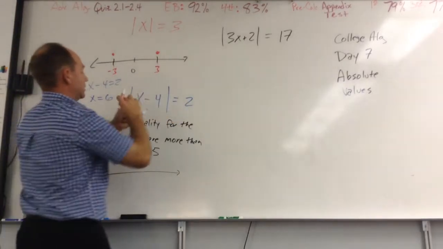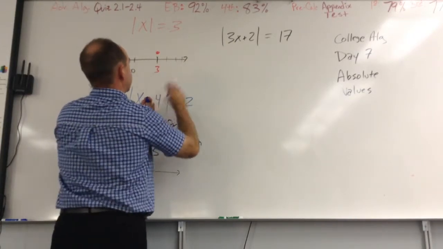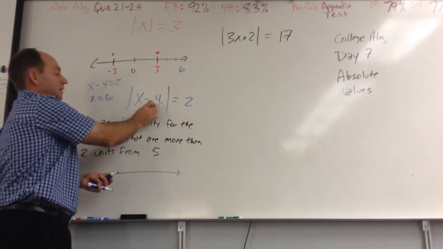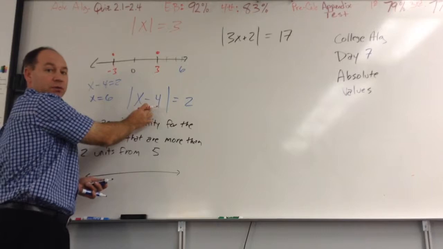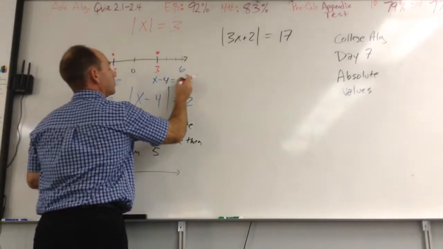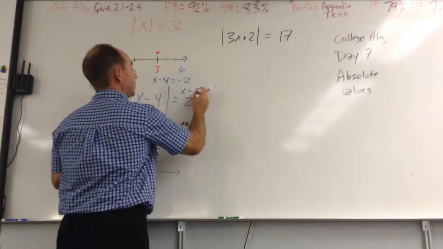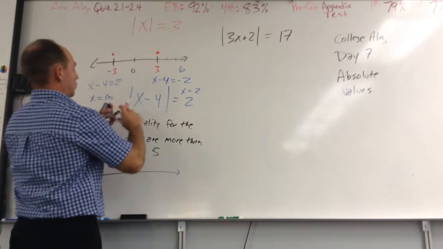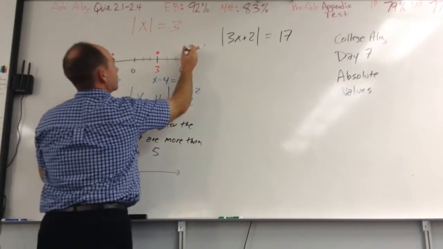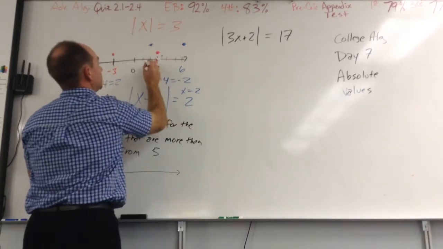So I could go up here, and that's 3, and then this is 4, 5, 6. So there's 6. The other possibility is that the inside was negative 2, and then its absolute value became positive 2. So x minus 4 was negative 2, and we add 4 to both sides, and x could be positive 2. So there could be an answer at 6, and there could be an answer at 2.